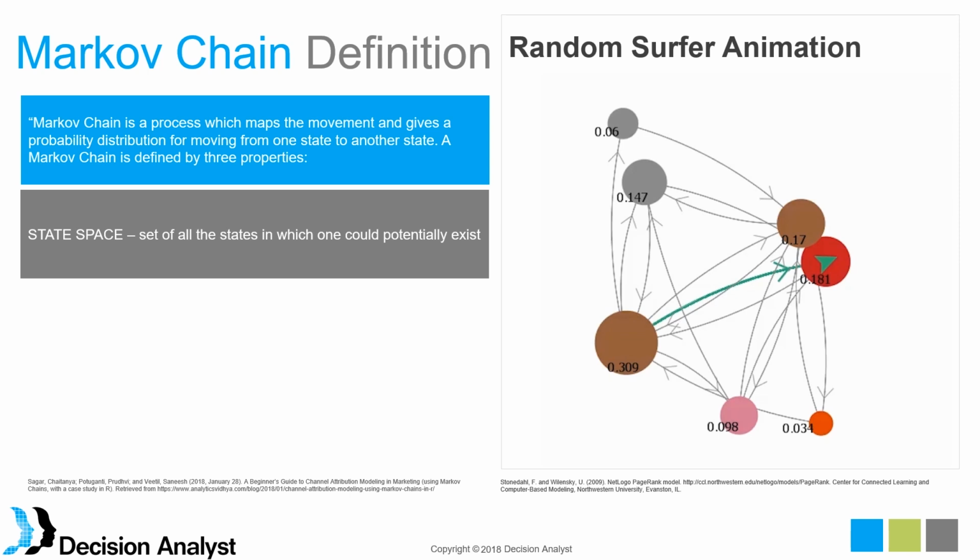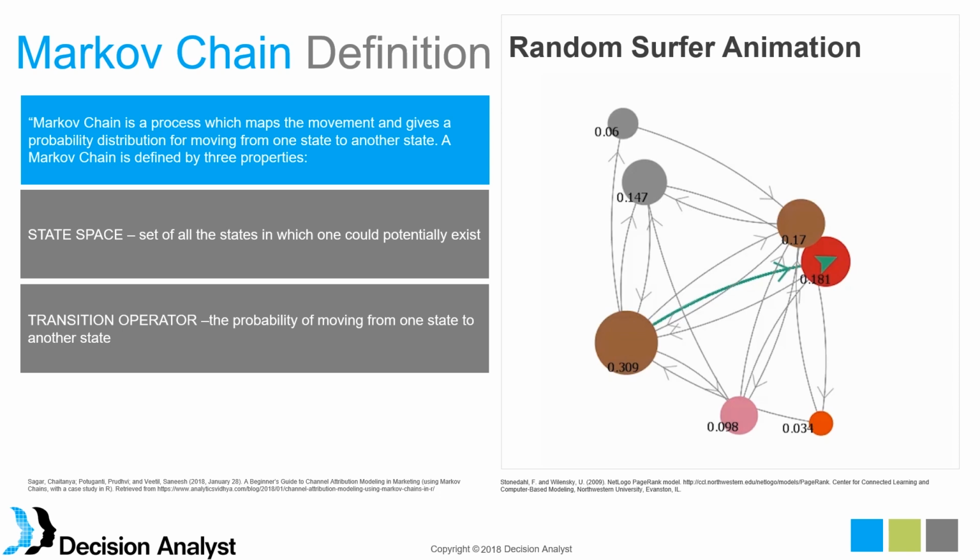So the key points are: there's a state space, the set of all states in which one could potentially exist. Those states could be understood in the online realm as websites, these circles on the diagram. Then there's a transition operator, which represents the probability of moving from one state to another. So what is the probability of moving from one website to another?